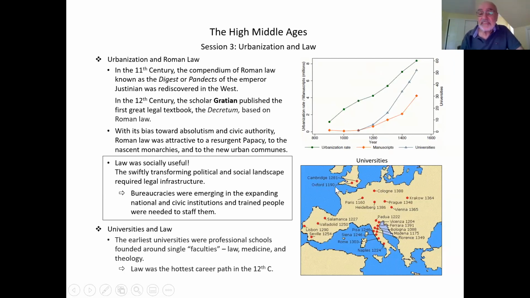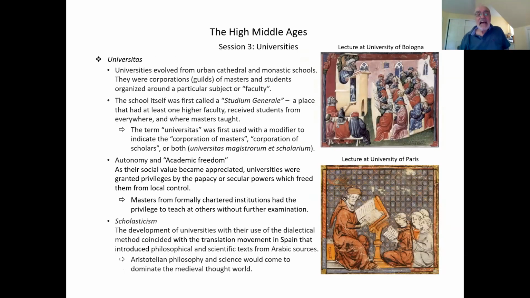And you see the years that they develop. You get an extremely early one in 1088 in Bologna, which was mainly a medical faculty, but the pace picks up. And if you start looking around the years 1250, 1270, you see that there are many more developed. The universitas, as it's called, developed from urban, cathedral, and monastic schools.